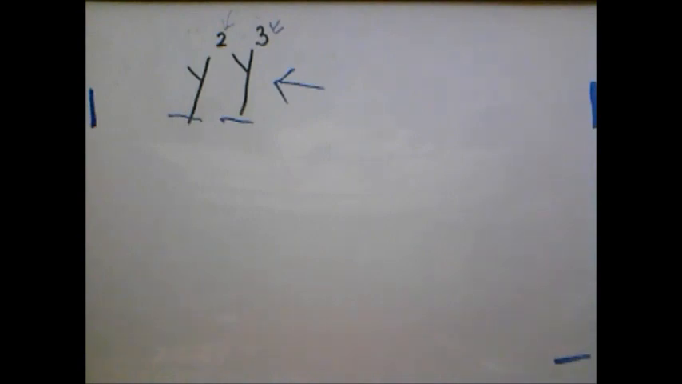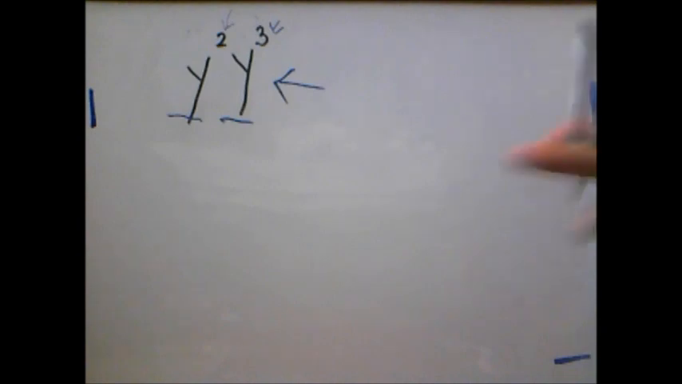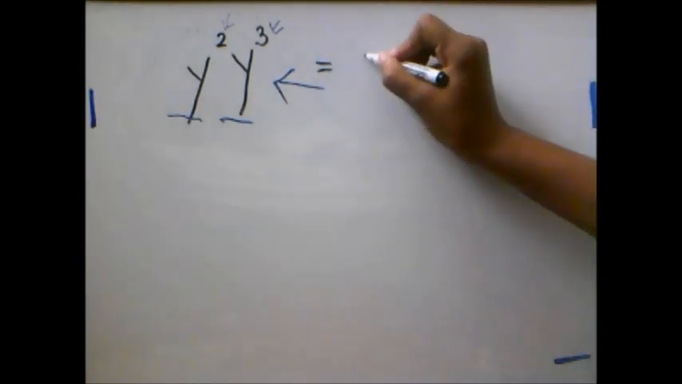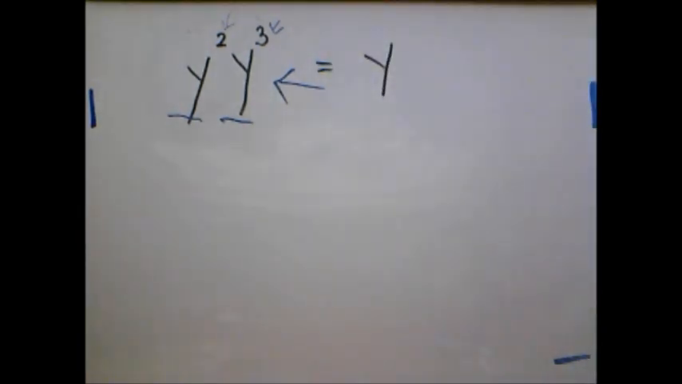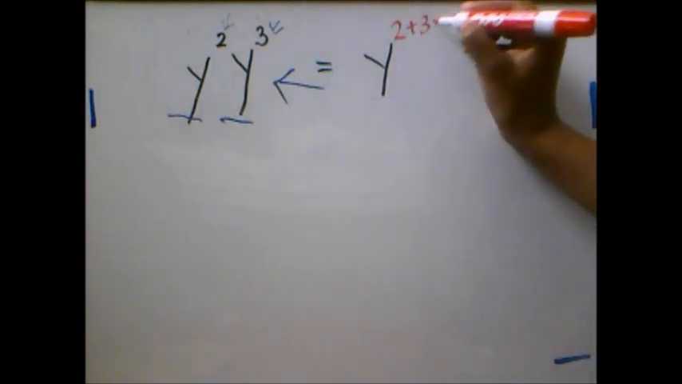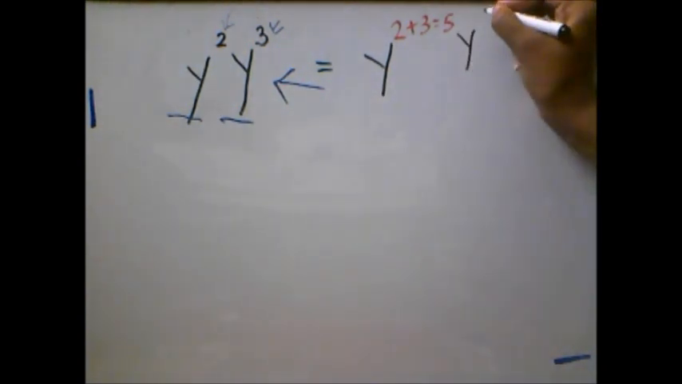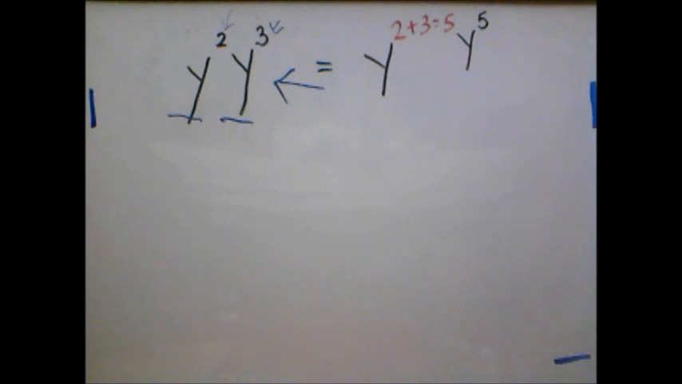Okay, so since we've already established that the rule is set on this one, how do you multiply these two? Well, it's simple. You just add the exponents. So for this one, the variable stays the same, and you add the exponents. So the answer would be y to the 5th power.